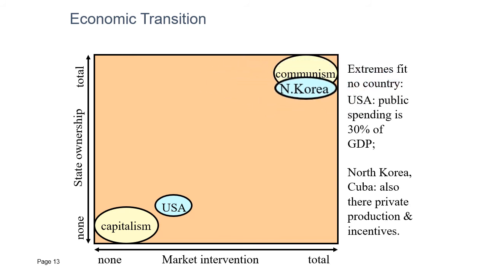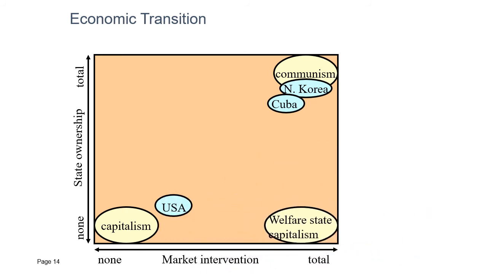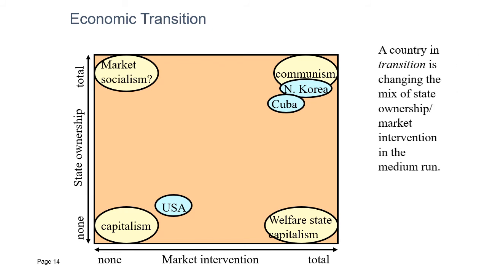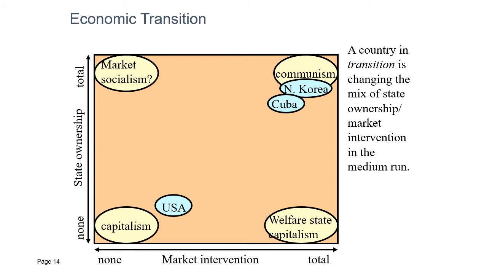And then we're going to find countries like North Korea and Cuba, which are seen as communist countries, not having full state ownership. There's still a bit of private ownership, and government is not always acting in the market, but they're having most of the say in what's happening in the market. So there's a lot of market intervention. We can find that the USA, North Korea, and Cuba are actually making efforts to change the type of state ownership and market intervention that's occurring. And this is what we're looking at in terms of transition.